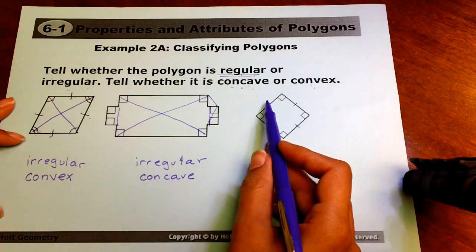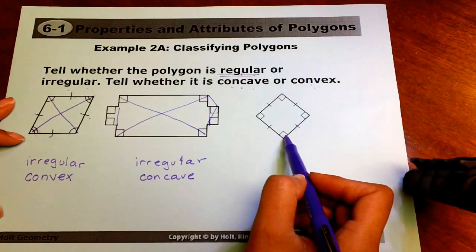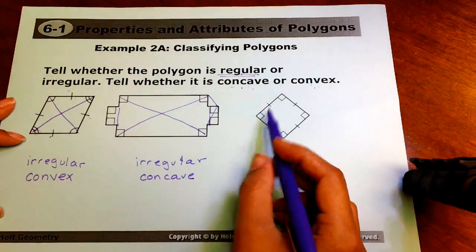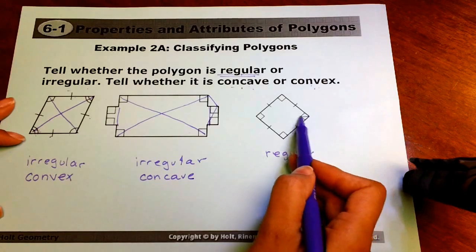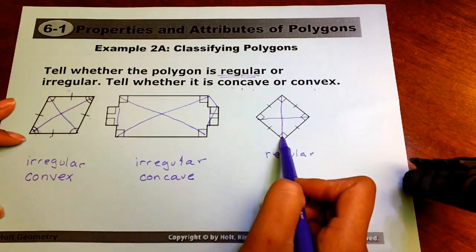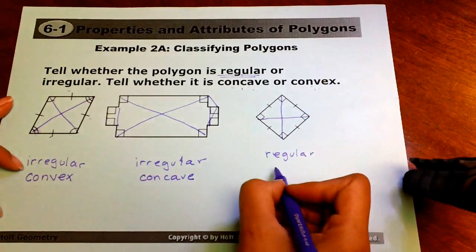The last one. All four sides are the same length. All four angles are the same measure. So that means that this is a regular polygon. If I draw in my diagonals, all my diagonals are within the shape, so it's also a convex polygon.